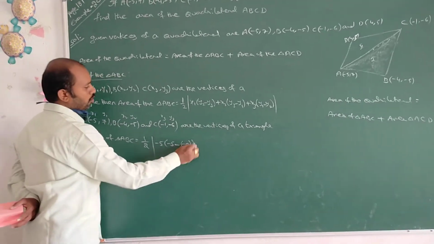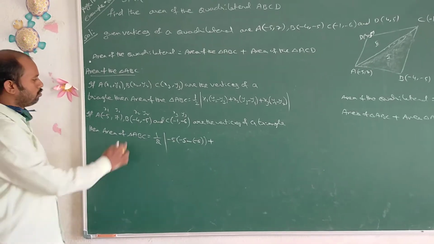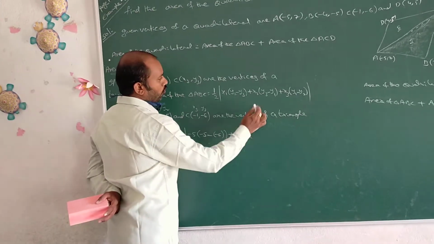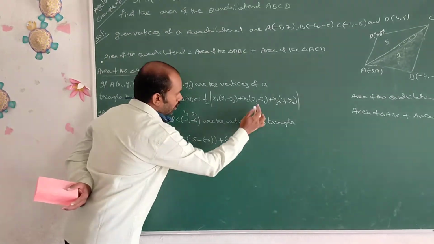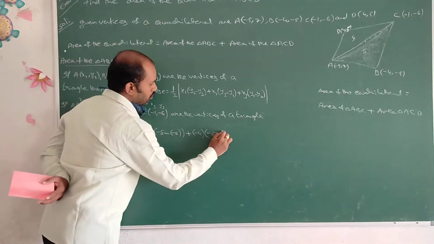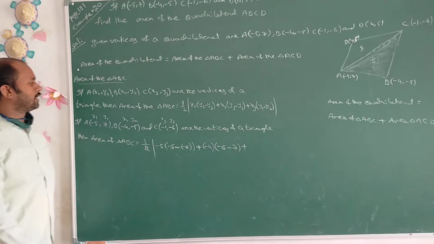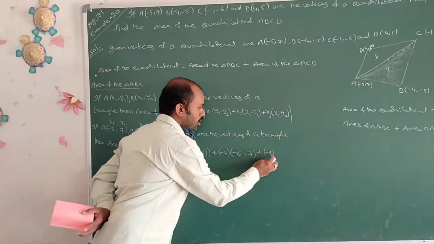First term is over. Next plus x2, the second term starts with x2. x2 means -4. So you write -4 into y3. y3 means what? y3 here -6 minus y1. y1 here 7. The second term is also over. Now third term what? x3. x3 here is -1. Minus is there, so put in bracket.